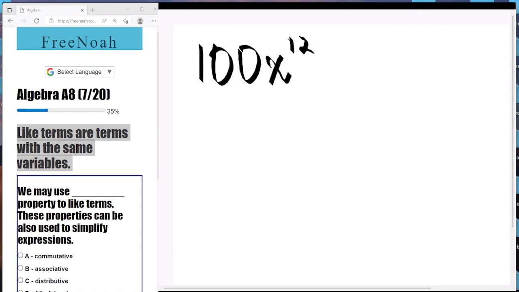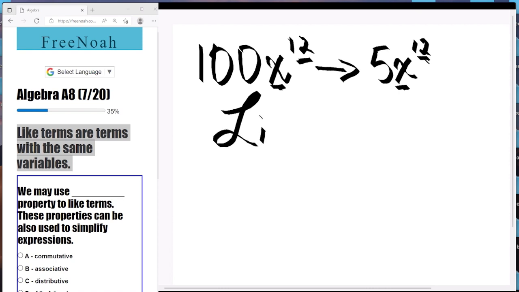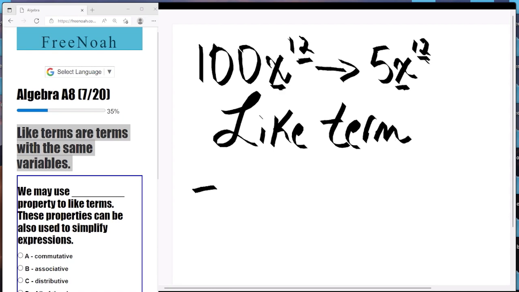So I'm going to give you one more example here. 100x to the 12th power and 5x to the 12th power. You see this 12 here and you see the x here? These two specific numerics and variables are going to make the whole term a like term.